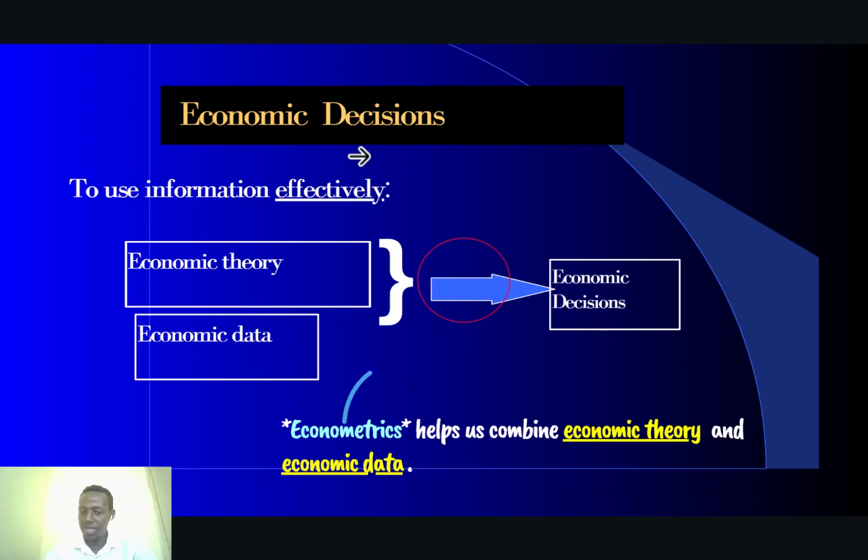So there is economic theory and then economic data. We use the concept or the tools of econometrics and then have an economic decision, which is actually, because it's subject to randomness, we mostly say efficient. So that's the case. It is a tool which helps us to combine economic theory and data and bring an efficient output.